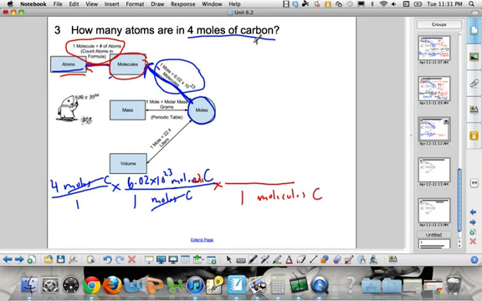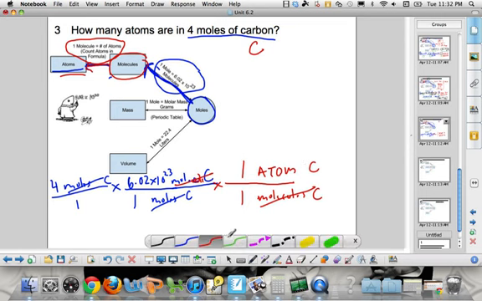What's my formula for carbon? C. How many atoms do I have there? Well, I only have 1. There's 1 atom of carbon in 1 molecule of carbon. It's just only one thing there. It's a single element, so there's only 1 atom there for carbon, a carbon molecule. My molecules cancel off. Now I can go right to atoms and I can do my math.